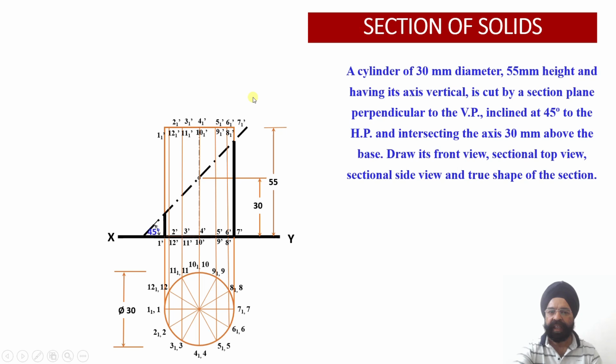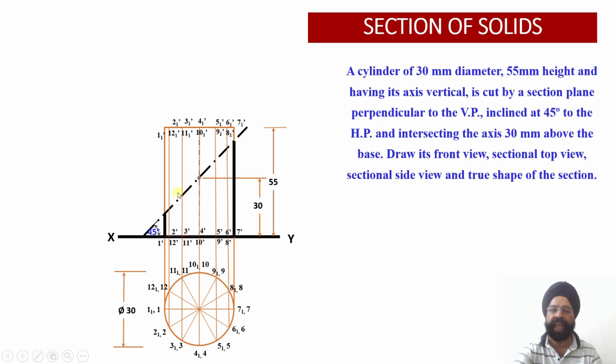Now you can see this portion of the solid has been cut, and will be discarded. And all these vertical projectors, 1 to 1 dash, 1 1 dash to 1 dash, similarly 2 1 dash to 2 dash, and similarly all these 12 projectors, they will be cut. You see, all the 12 vertical generators have been cut by this cutting plane. So the 12 points of intersection will be located.